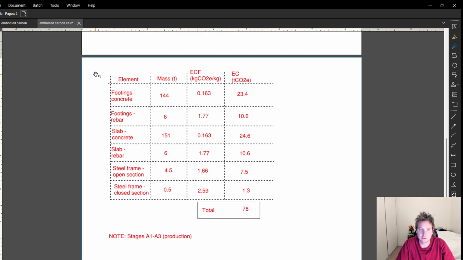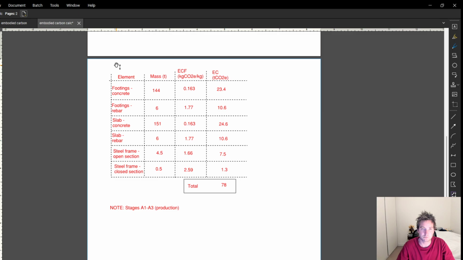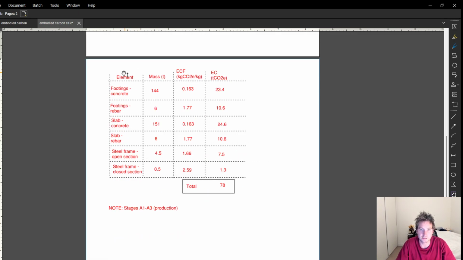So here it is in a table, and this is pretty much what I intend on doing in the exam. I've just got a table showing all of my elements that we just discussed, and the mass in ton. It's really important to make sure that you're consistent with your units across here. Then the embodied carbon factor.